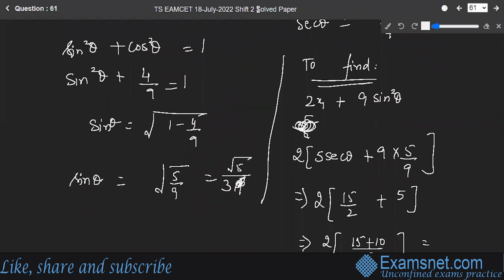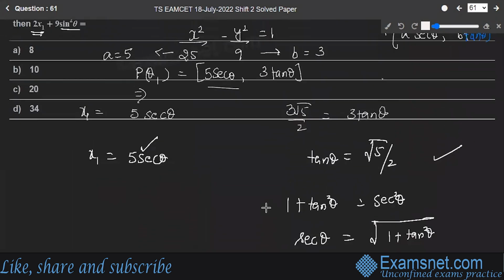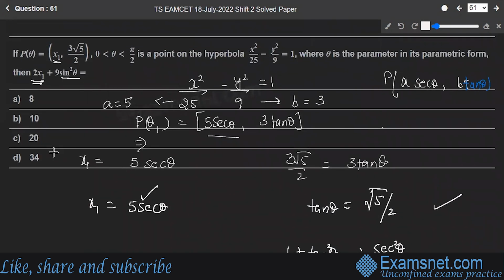Sorry, there's a slight mistake. It was 2x1. So this 2 has to be multiplied with 5 secant theta only, not with this 5. Hope you got this. So this will be 15 plus 5, that is equal to 20. All right. We have 20 as the answer to the question. That is option C. Hope you understood this.